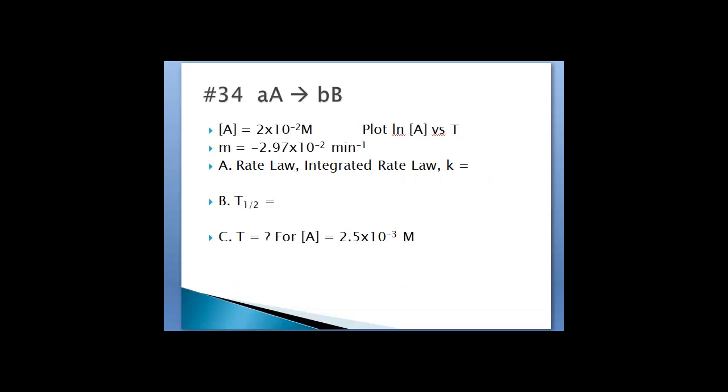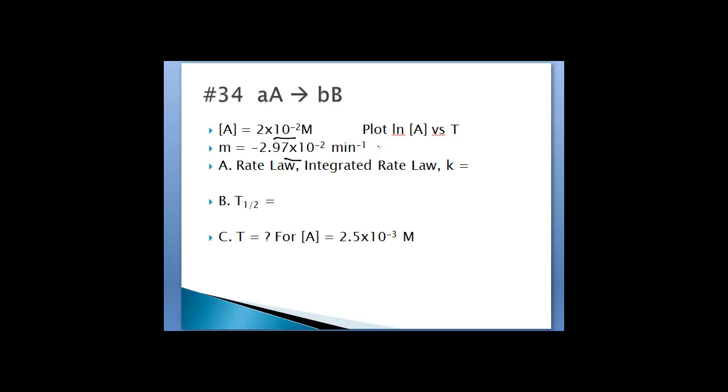Okay, let's get started with number 34, and I'll just read the question real quick. You've got a reaction written there, A decomposing into B. And it says that at a particular temperature, the initial concentration is 2 times 10 to the negative second molar. And concentration versus time data was collected, and a plot of the natural log versus time resulted in a straight line with a slope of negative 2.97 times 10 to the negative second. And then there are 3 questions here.